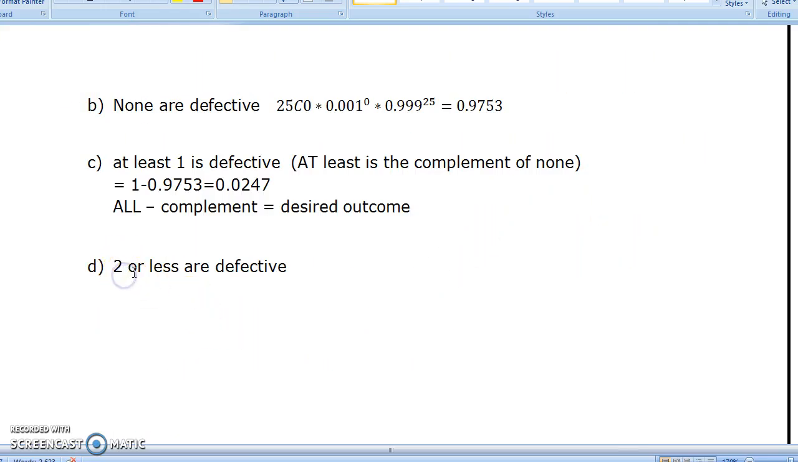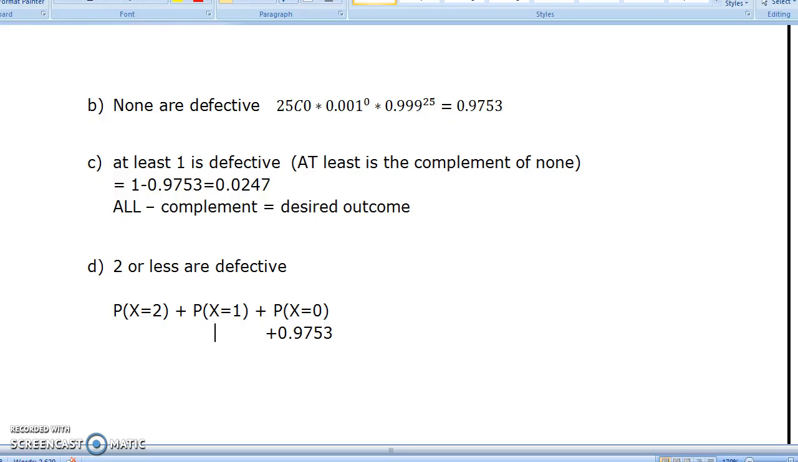Now, 2 or less are defective. Okay, there's no quick way to do one like this, unfortunately. We need to go the probability that x equals 2 plus the probability that x equals 1 plus the probability that x equals 0. These are the three different options, the three different ways that 2 or less parts could be defective. Now, we already know that P(x equals 0) is 0.9753. We've done that already. What we need to know is the probability of 2 being defective and 1 being defective.